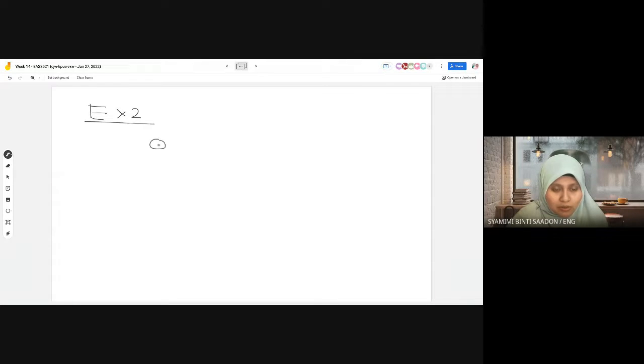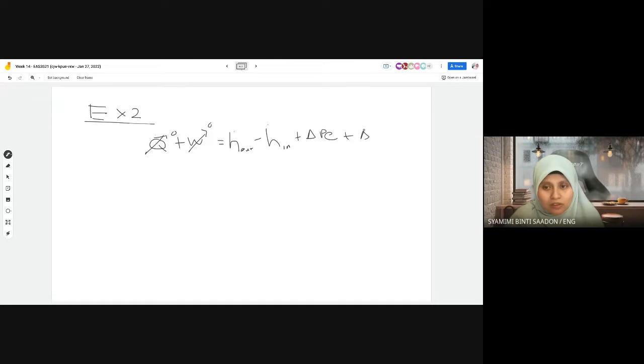So for the throttling valve, the same table and the same method as exercise 1, just the energy balance. No output work, so you only have H out minus H inlet. No potential energy, no kinetic energy. This is from the theory of the throttling valve in your chapter 5, 6. So this one is 0, this one is 0, so you only have this. By using this, we know that H out is equal to H in.